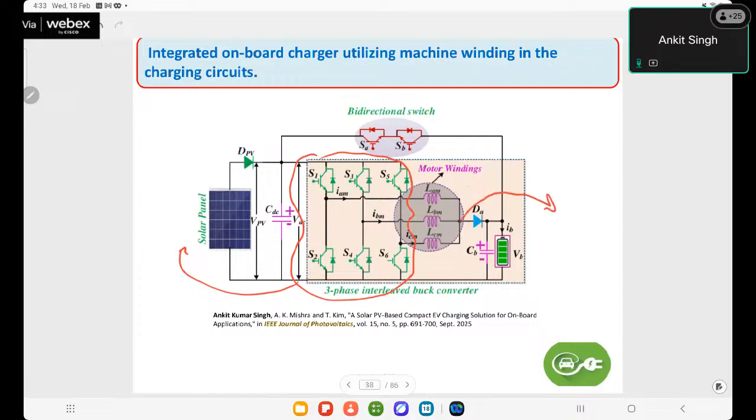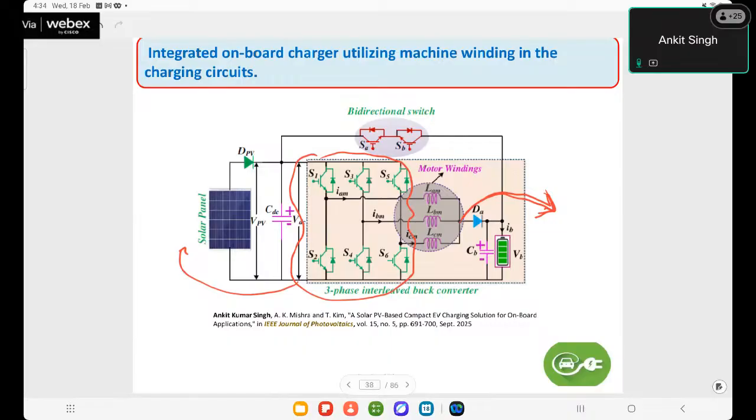We have seen that all these three converters for onboard charging require the neutral point access. This is the one point on the basis of which we compare the different topologies for the onboard charging application.